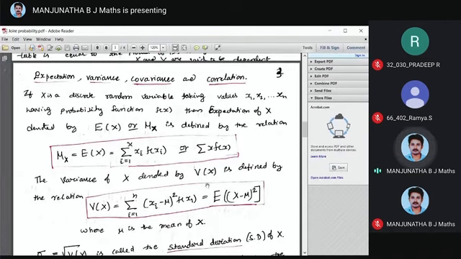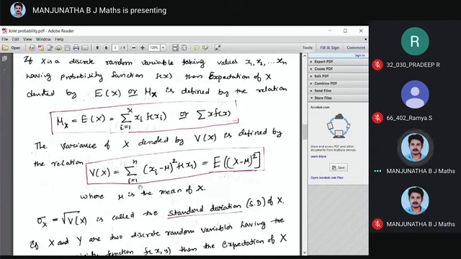The variance of x is denoted by the symbol formula. Variance of x is what? i varies from 1 to n, xi minus mu whole square into f of xi. Or, see, expectation of x is xi f of xi. Therefore, xi minus mu whole square. Right? This is the formula to compute the variance.